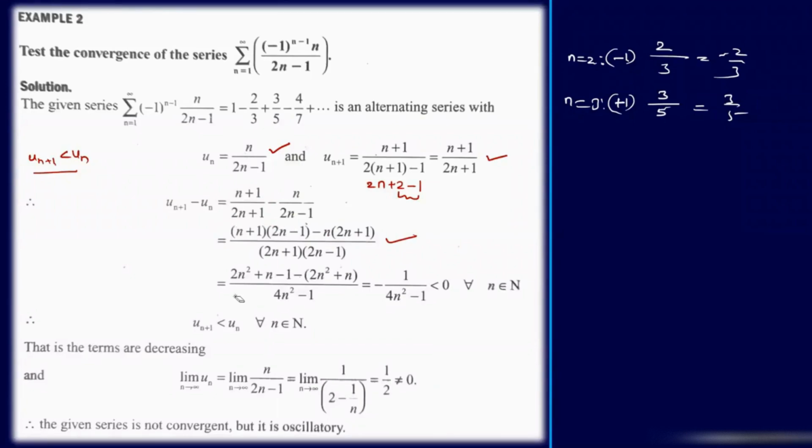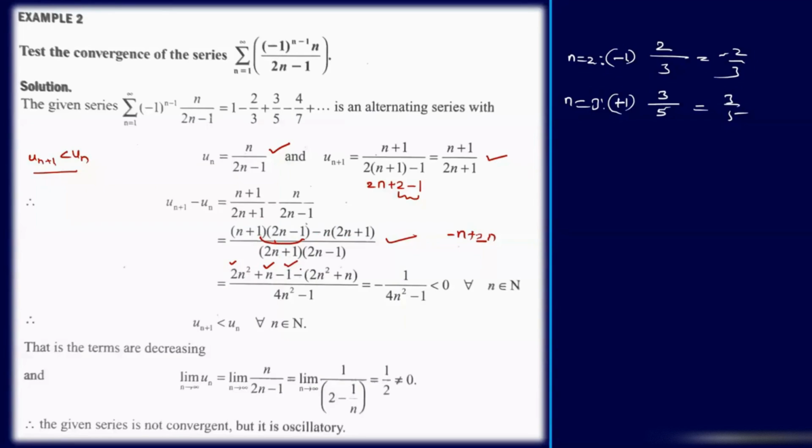Right, I'm just multiplying these two terms here. n into 2n is 2n square. Then n into minus 1 is minus n, plus this 1 into 2n is plus 2n. So 2n minus n, we got n here. Then if you multiply the constants, 1 into minus 1 is minus 1. So we got these three terms.